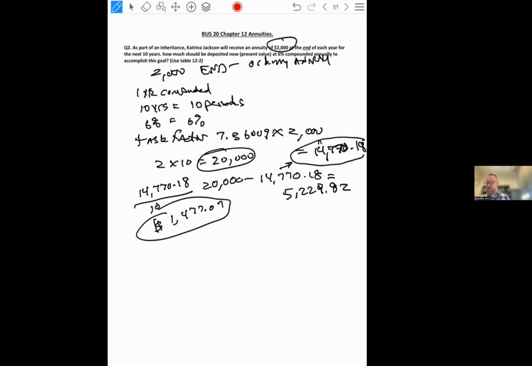All right. So I worked out those present value problems. Now I'm going to do one more in this chapter, and that is the sinking fund.